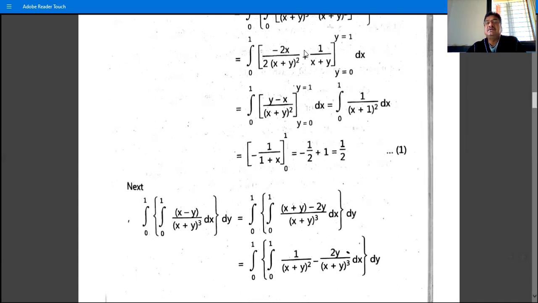Its simplification is this: (x+y) square is the LCM, the 2 gets cancelled, and y minus x is the numerator. Then the value at the upper limit, substituting y as 1, gives this answer, and then substitute y as 0. If we substitute y as 1, we get (1 minus x) divided by (x+1) square, and then substituting y as 0, we get minus x divided by x square, that is minus 1 by x.